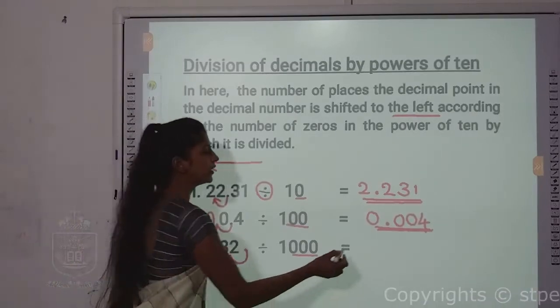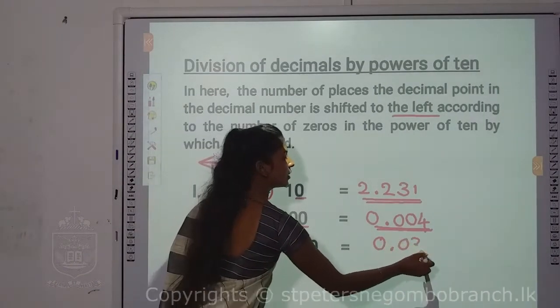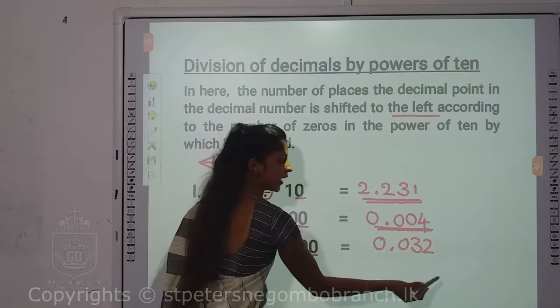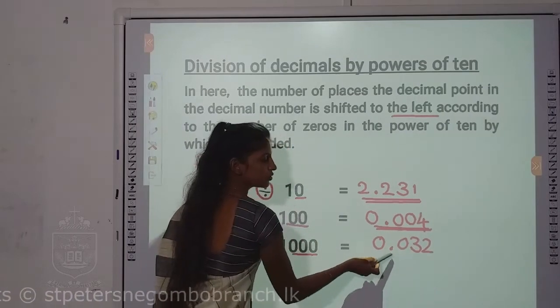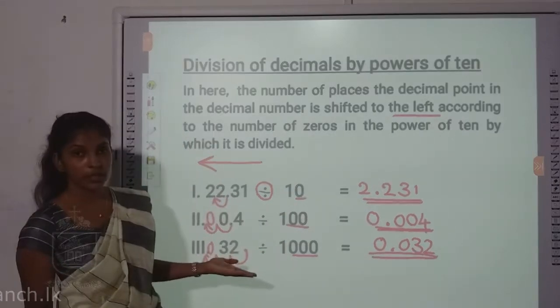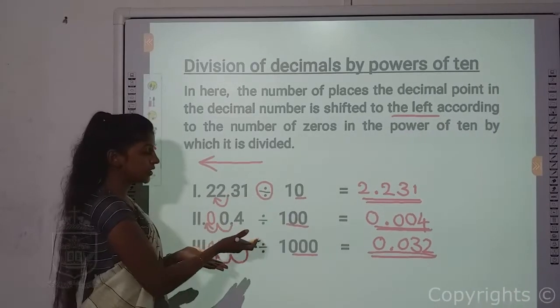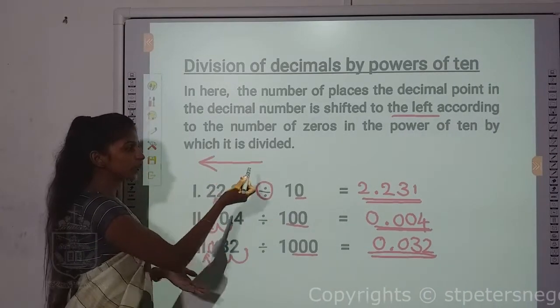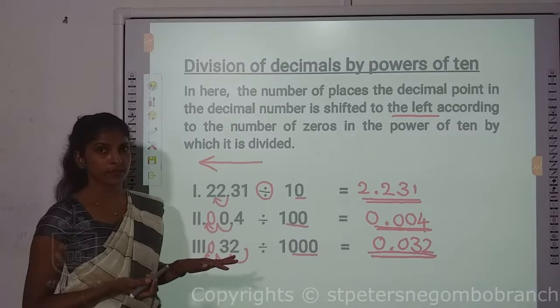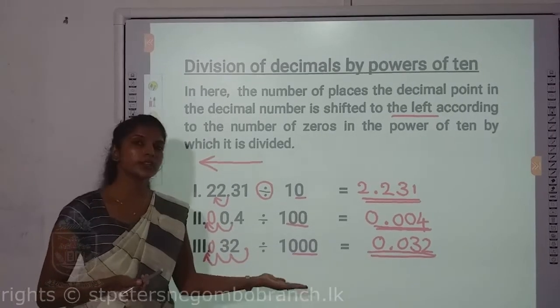That means our final answer is 0.032. Initial point was at the end. 1, 2, 3. So this is the answer. So always remember, if you are multiplying, decimal point should be moved to right. If it is division, decimal point should be moved to left. So that is multiplication and division with powers of 10.